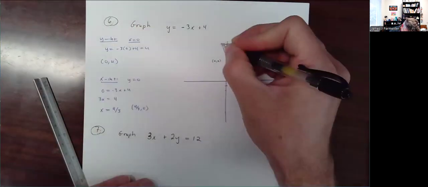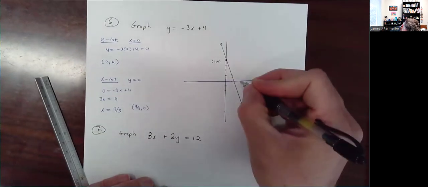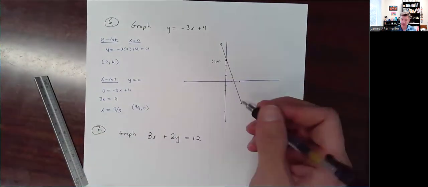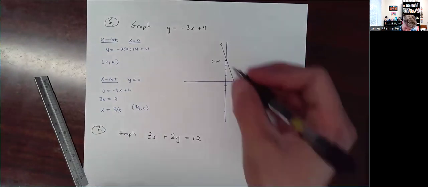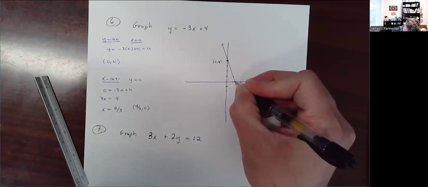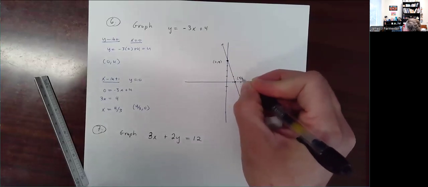When I ask these kinds of questions, I usually like to label, and I usually want students to label the y-intercept and the x-intercept. There's your y-intercept at 0, 4. Here's your x-intercept at 4/3, comma 0.